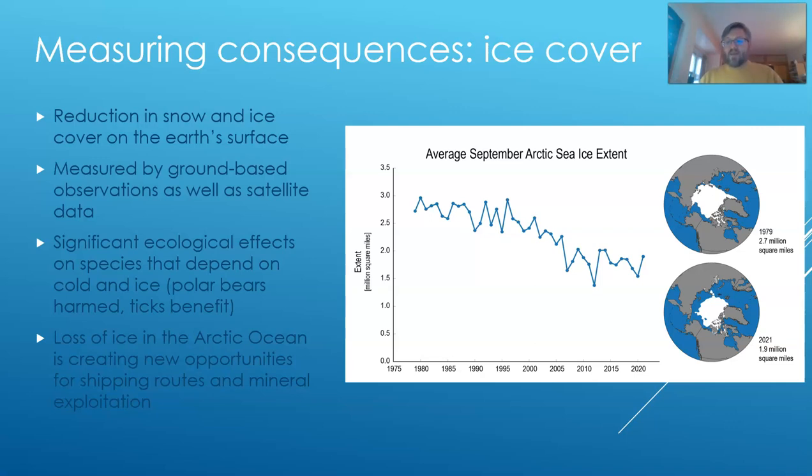And you can see the little maps there give you an illustration of what that looks like, right? So 1979, 2.7 million square miles of ice. You can see that filling up most of the Arctic Ocean, even in September at its smallest extent during the warmest bit of the year. By 2021, you can see that the ice cover is much smaller. There's a lot more open ocean visible there around that ice cap.